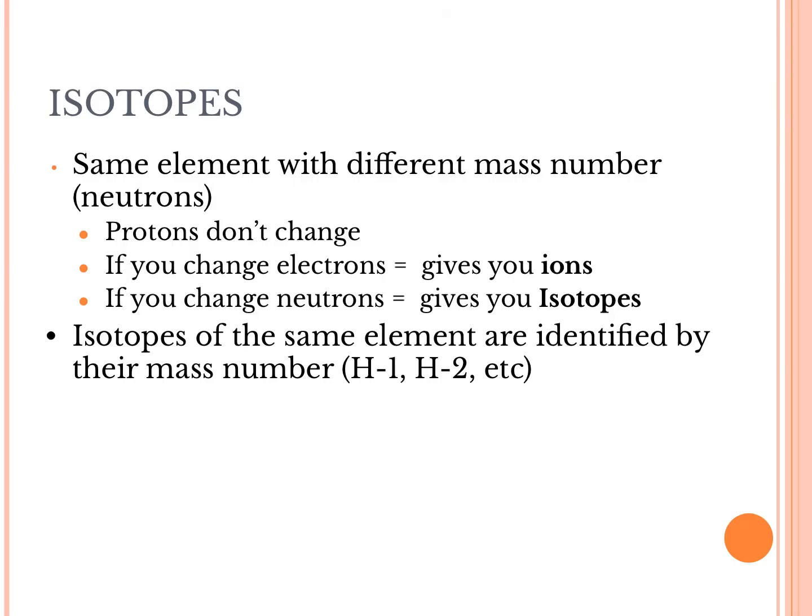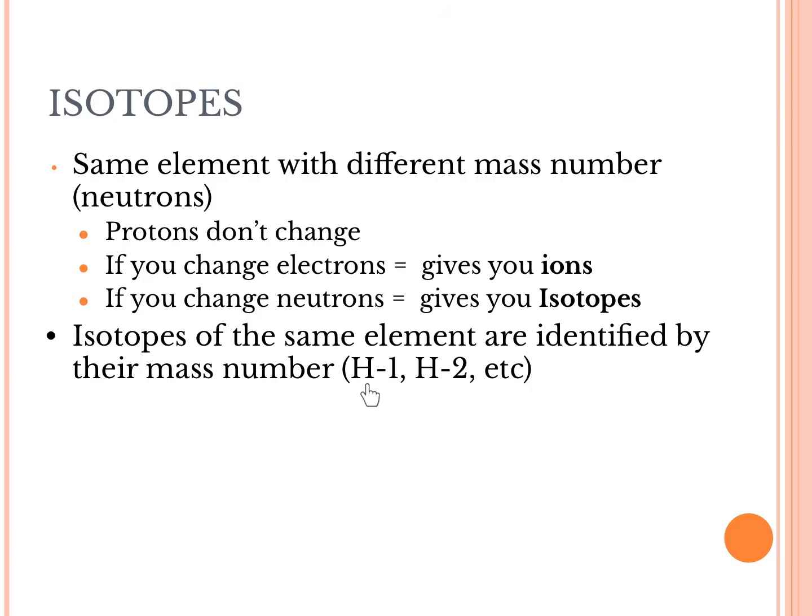But for now, we're going to talk about what happens when you change the number of neutrons and how it affects the mass. If you change the electrons, it gives you ions, which we talked about in a previous video lesson. But the neutrons are the key to determining the different types of isotopes. Now, an isotope is identified by its mass number because, of course, they have the same number of protons, so they're the same element, but they have different masses.